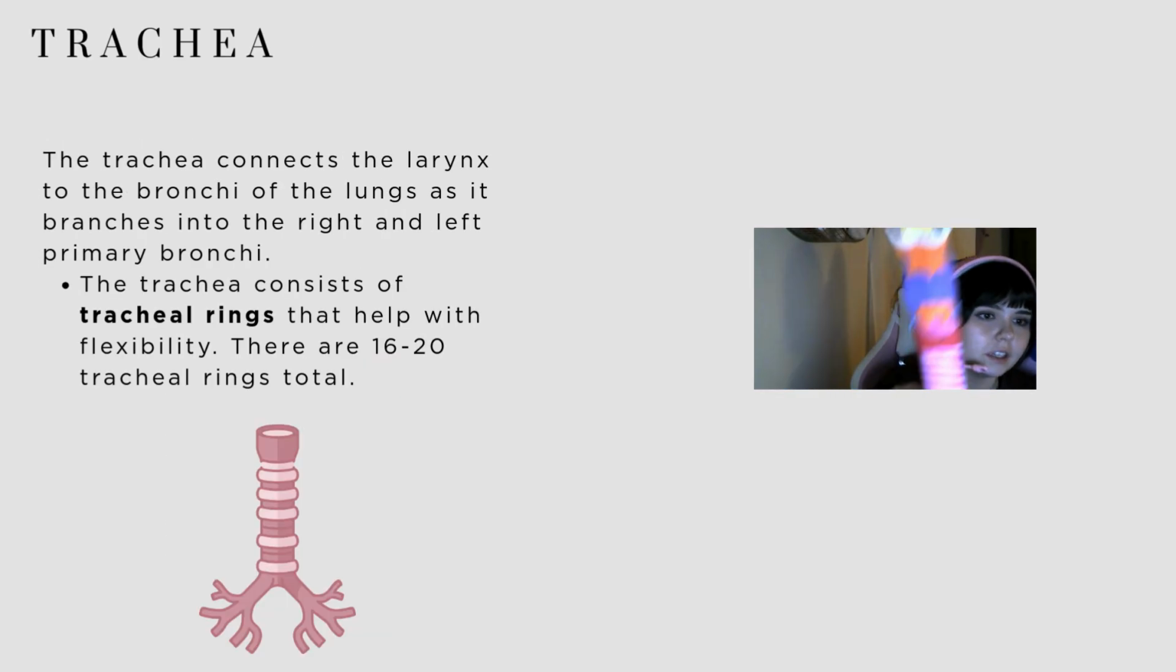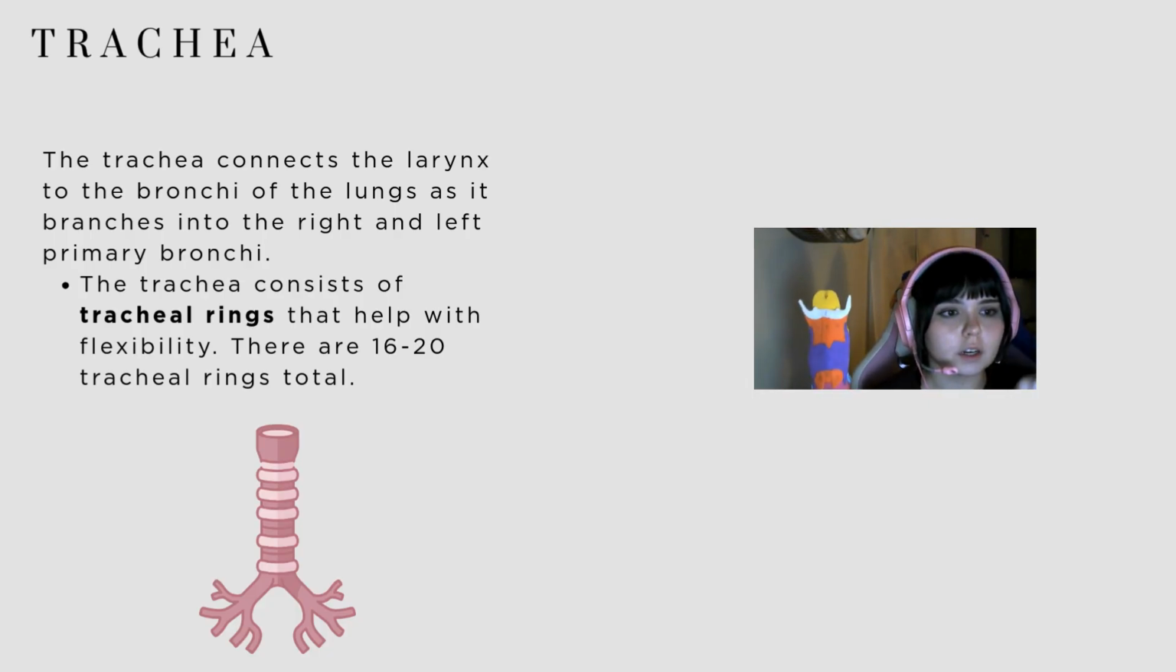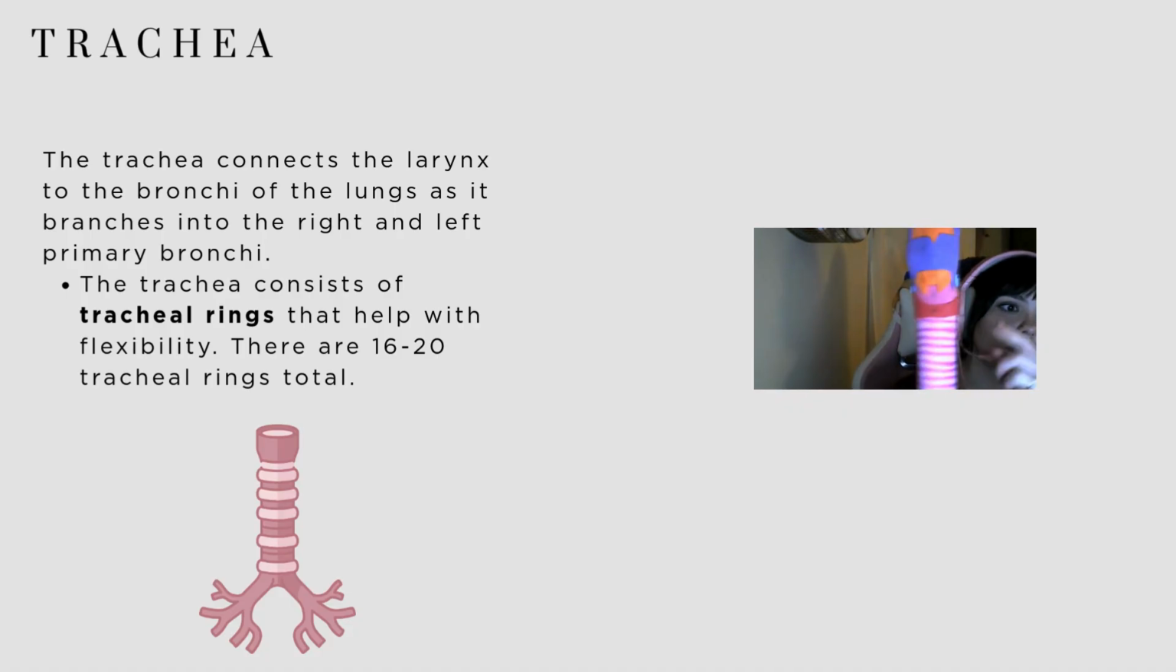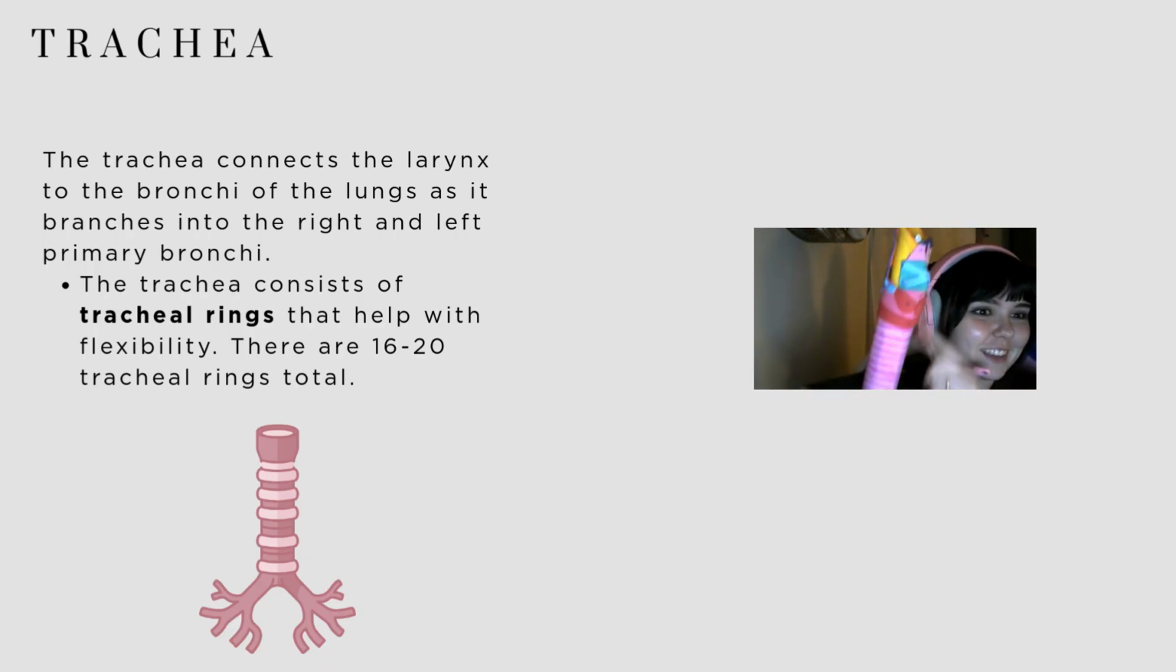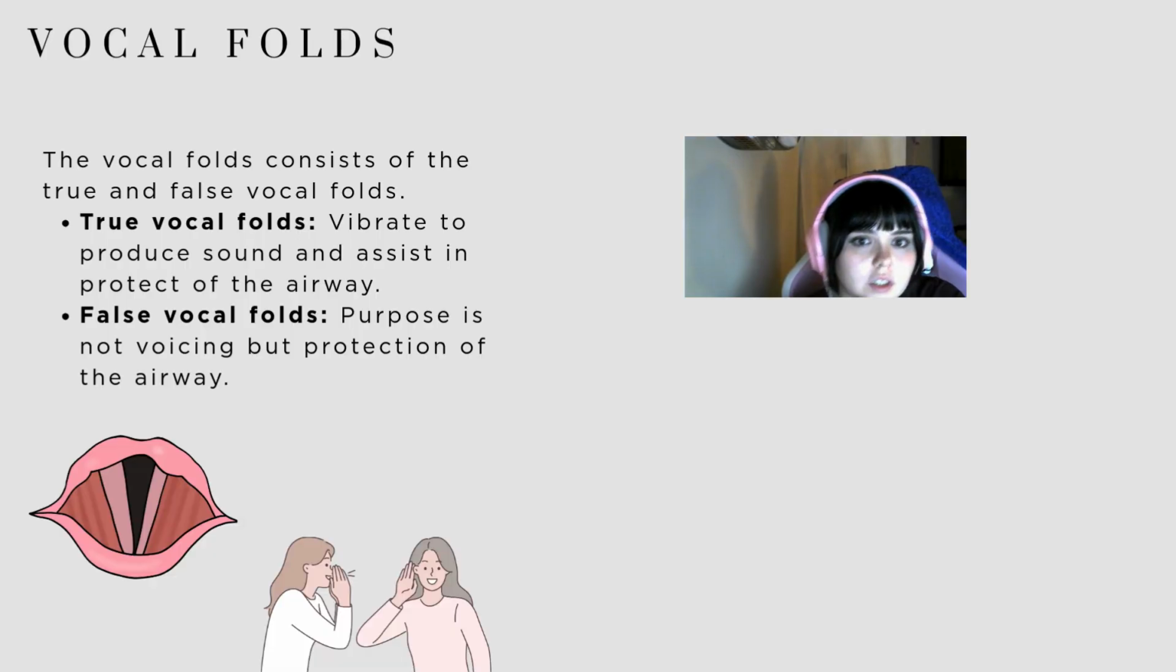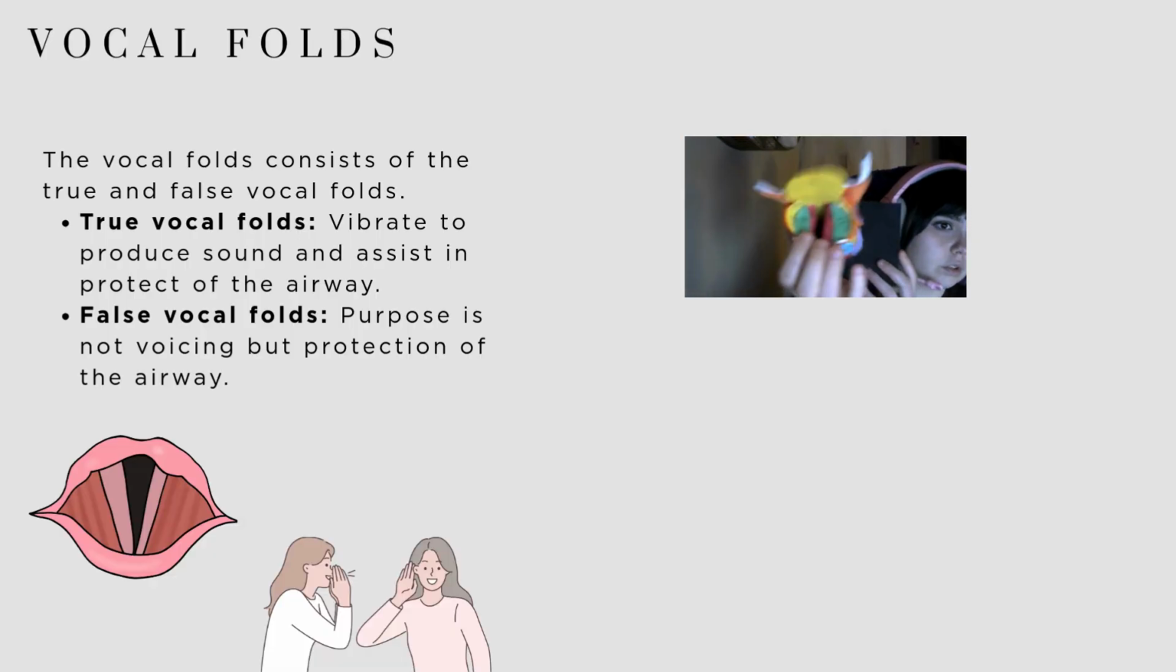Okay, so the trachea is number 7. It's right here. And the trachea branches out into the left and the right bronchi, and then the bronchioles, and then the alveoli, and that brings air into our lungs. The trachea consists of these tracheal rings, which this doesn't have the accurate amount, but there are typically 16 to 20 tracheal rings total.